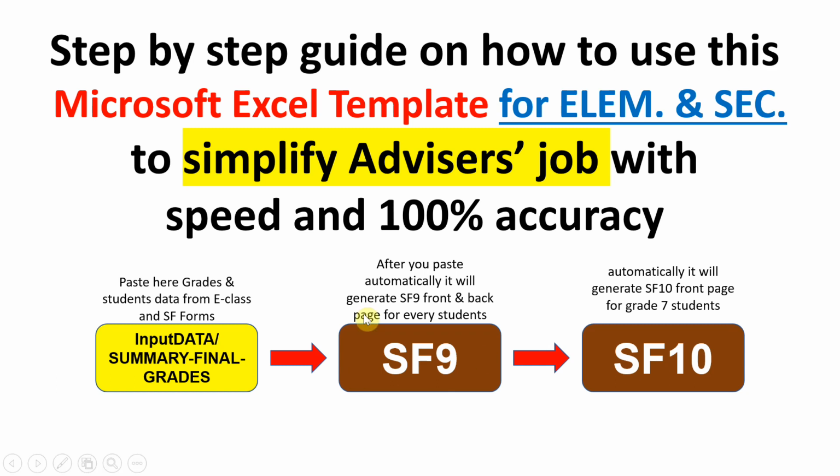First, in the input data in the actual workbook, you just paste the grades and students data from e-class record and school forms, from SF1. After you paste, it will automatically generate SF9 front and back page for every student. It will also automatically generate the SF10 front page for grade 7 students.